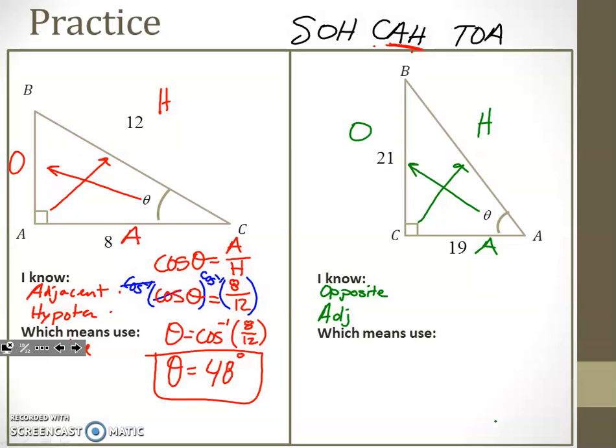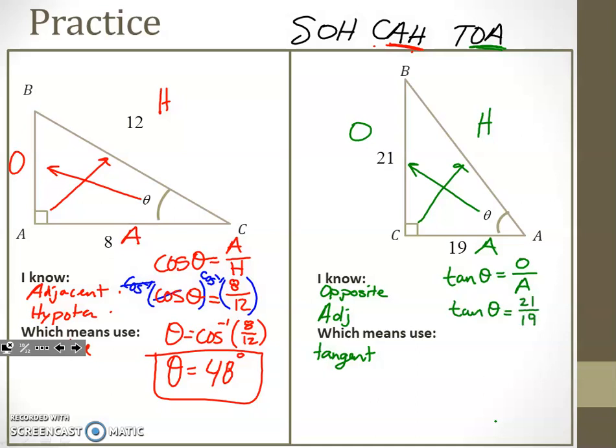Okay, so if you see opposite and adjacent, O and A, that means we're going to need to use our tangent function. I'm going to fill out my tangent function here: tan theta equals opposite over adjacent. Okay, I'm going to fill in my information. Tan theta equals, my opposite is 21.